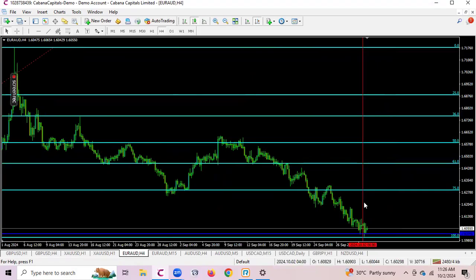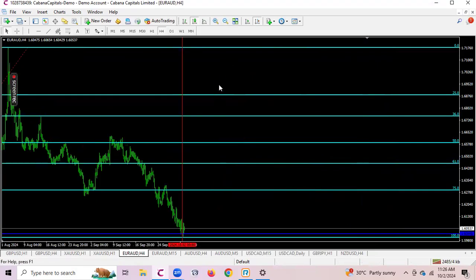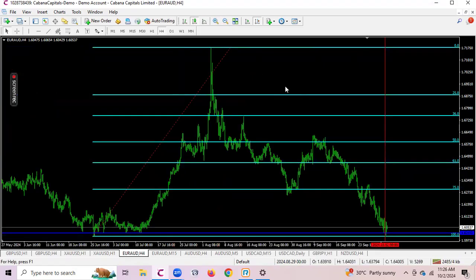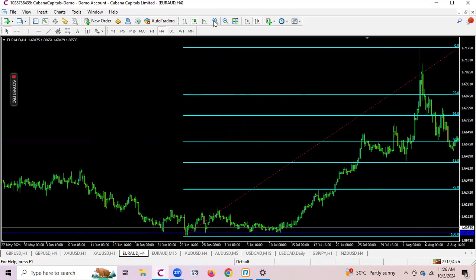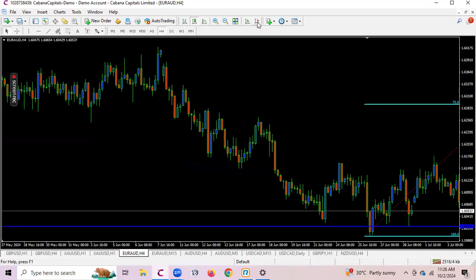This is 4 hour. If you look at the structure on 4 hour, it is still bearish. The structure is still bearish, forming a series of lower high and lower low, lower high and lower low. So if this support gets broken, that is, if it closes below that support, we should expect more bearish move on Euro Aussie.